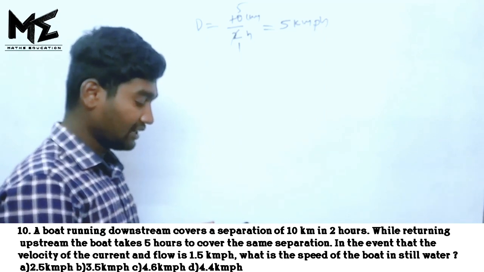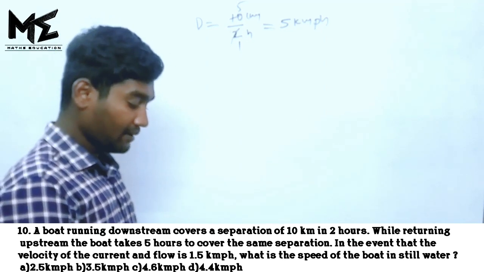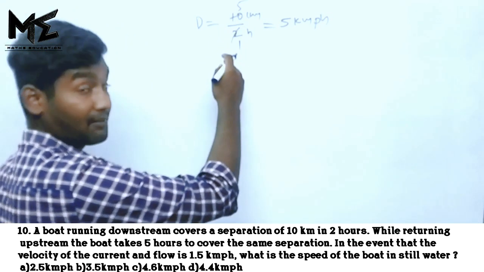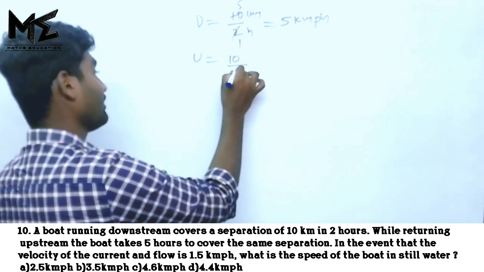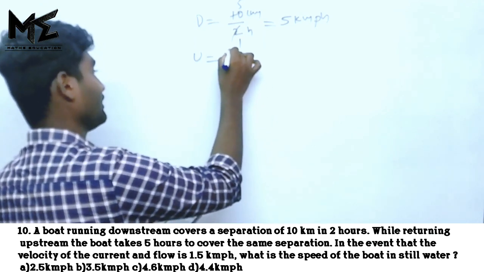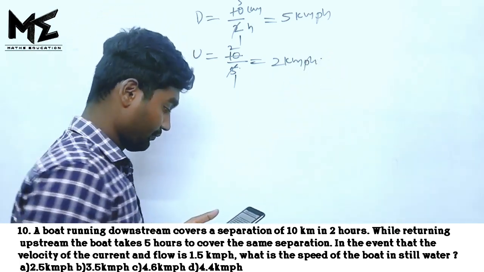While running upstream, the boat takes 5 hours to cover the same separation. Same separation means same distance. So upstream equals 10 by 5 hours. 5 twos are 10, which equals 2 kilometers per hour.